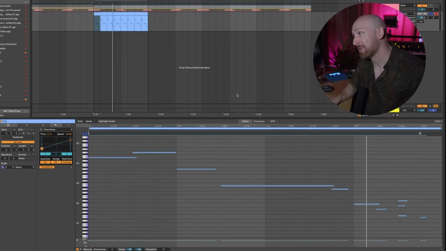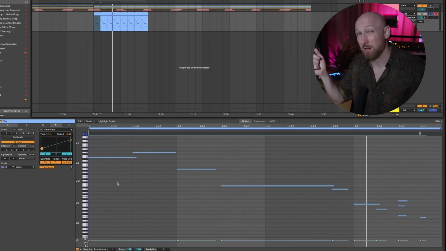And it does help that there's a scale snapping function here. So everything that's been generated and moved around has been within scale. So the amount of clashing notes is really minimized.